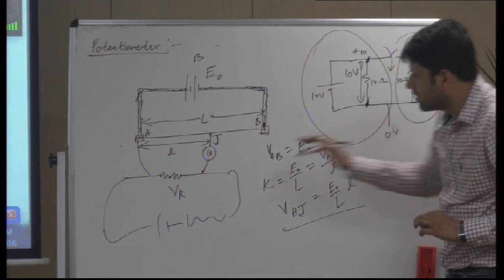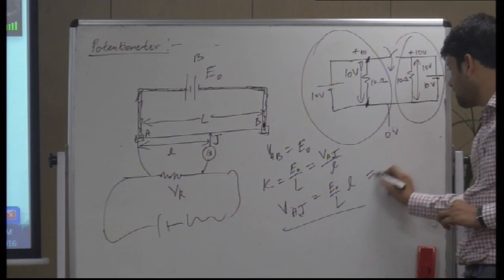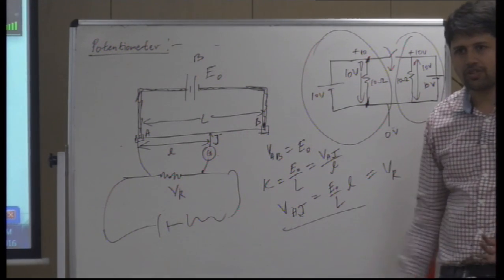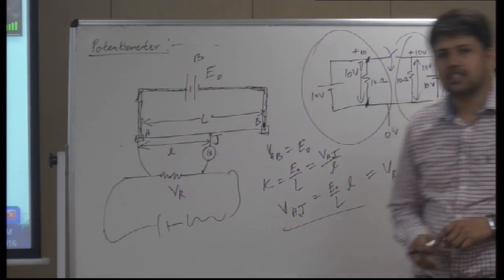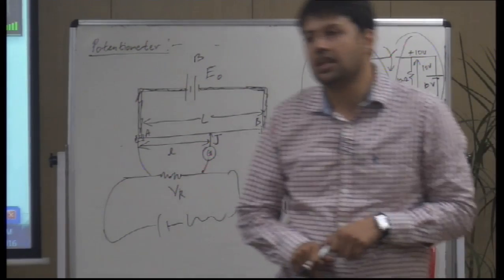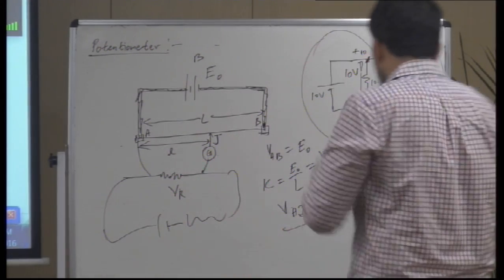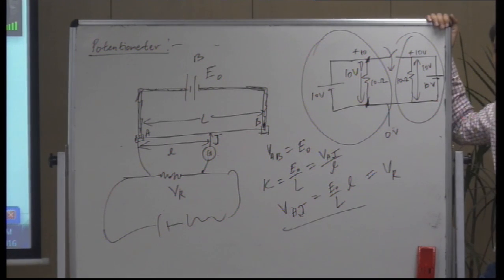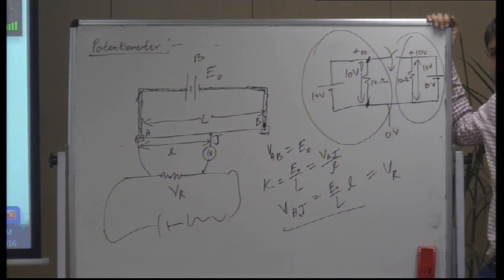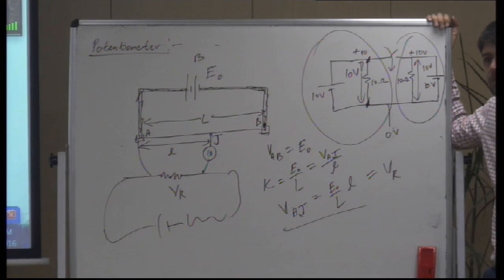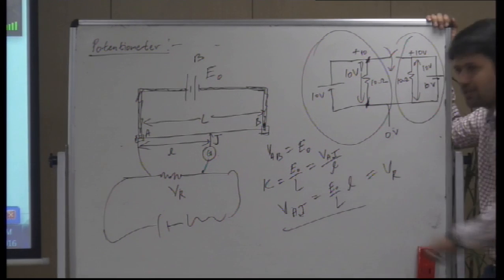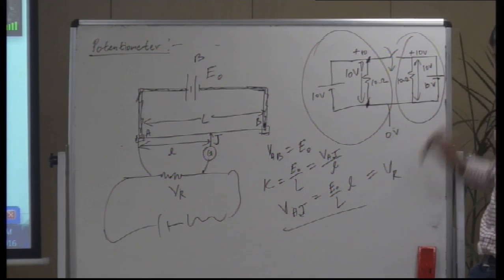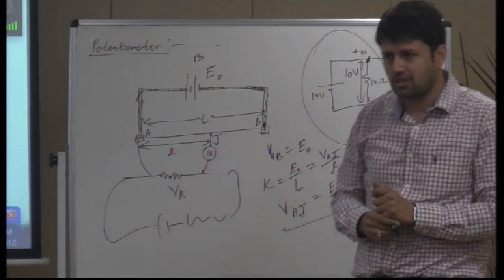Now the voltage across the resistance is straightforward this. So the potentiometer will give you the length only, the rest you need to find. That's why when you were doing a potentiometer experiment in your labs, the first thing that was asked was to find the potential gradient. Why? Because you need to find this ratio.